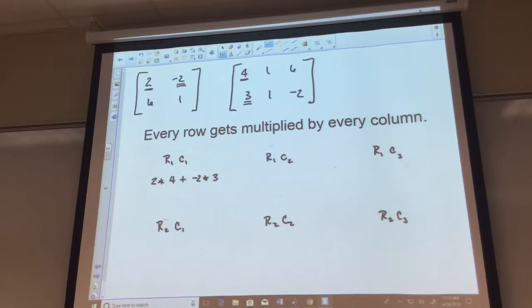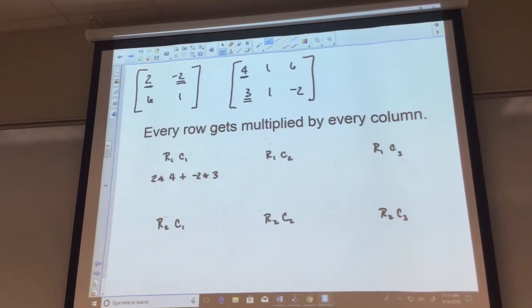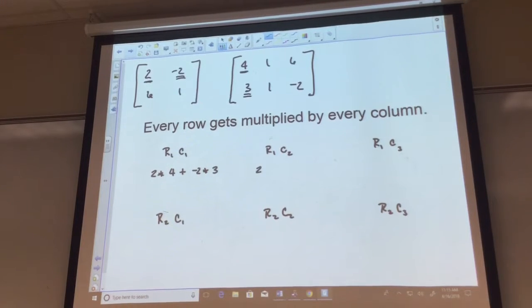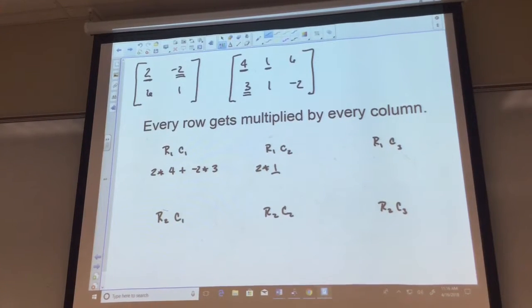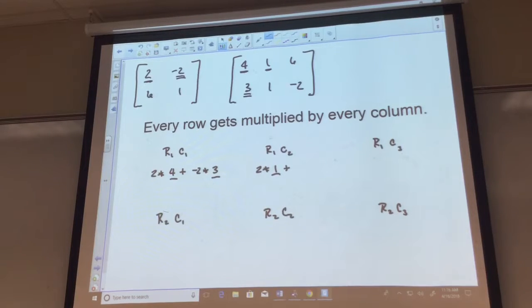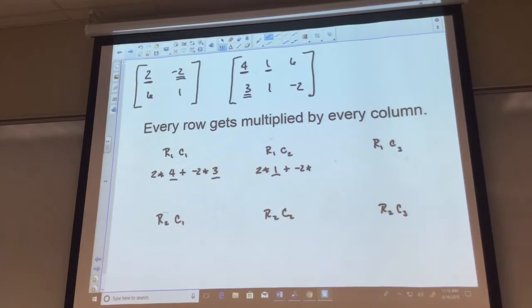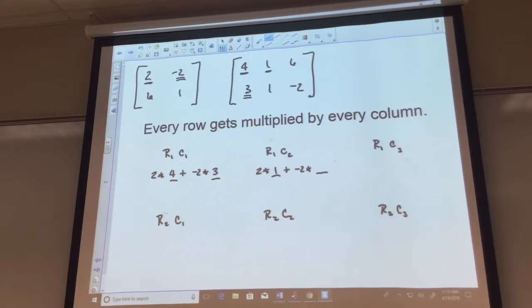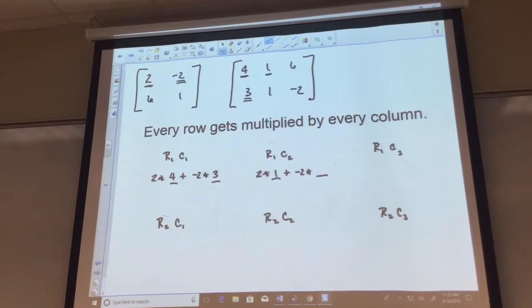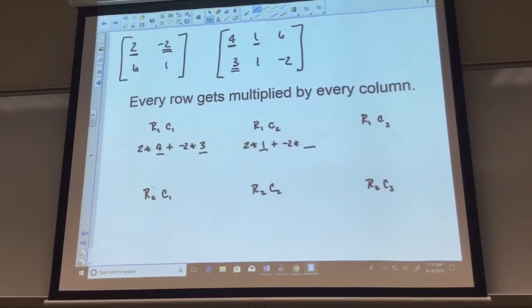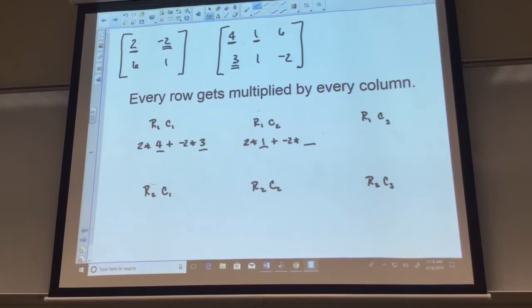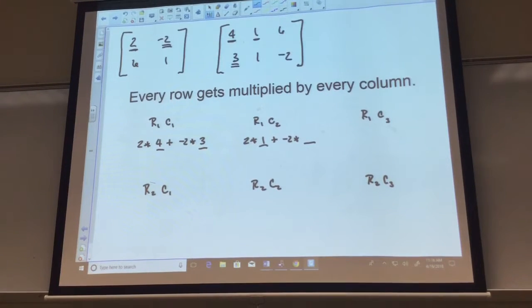Row 1 now needs to be multiplied by column 2. First element of row 1 needs to be multiplied by the first element of column 2. And if you have problems figuring out what you're supposed to do, the second element needs to be multiplied by something. All these little things that I do here are things that I've seen students do to help them keep track of where they need to go next. So first elements by first elements, rows, column, and second elements by second elements, rows, column.